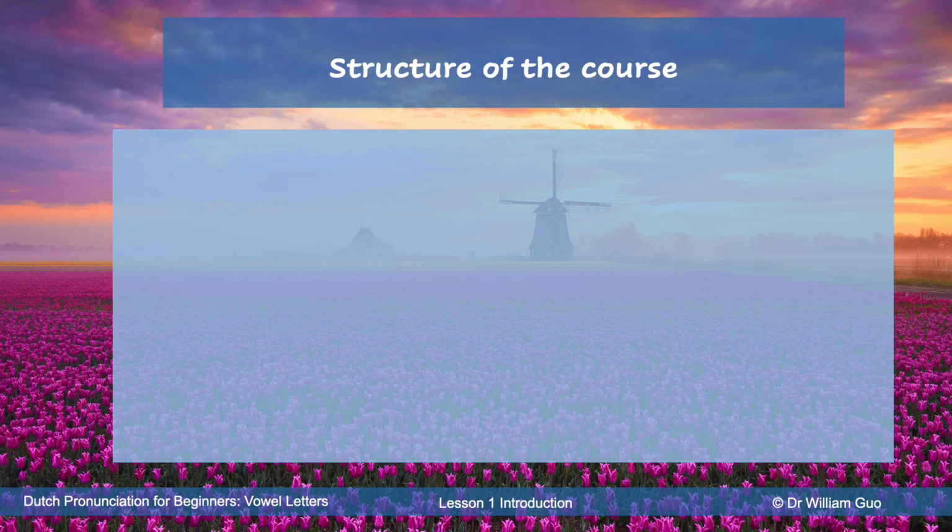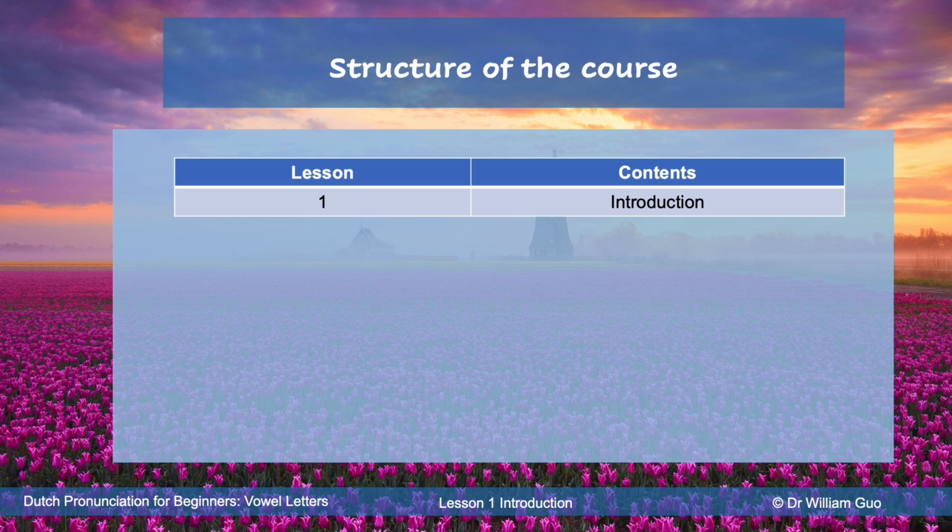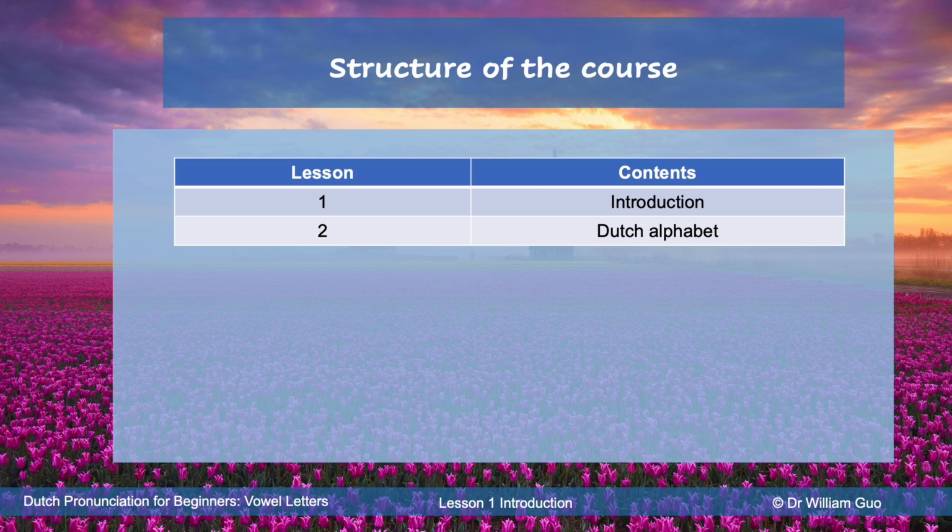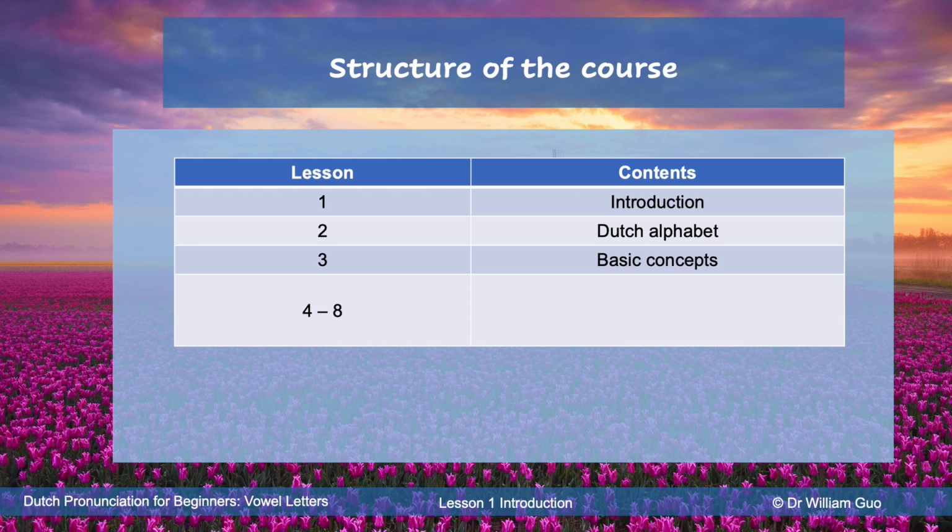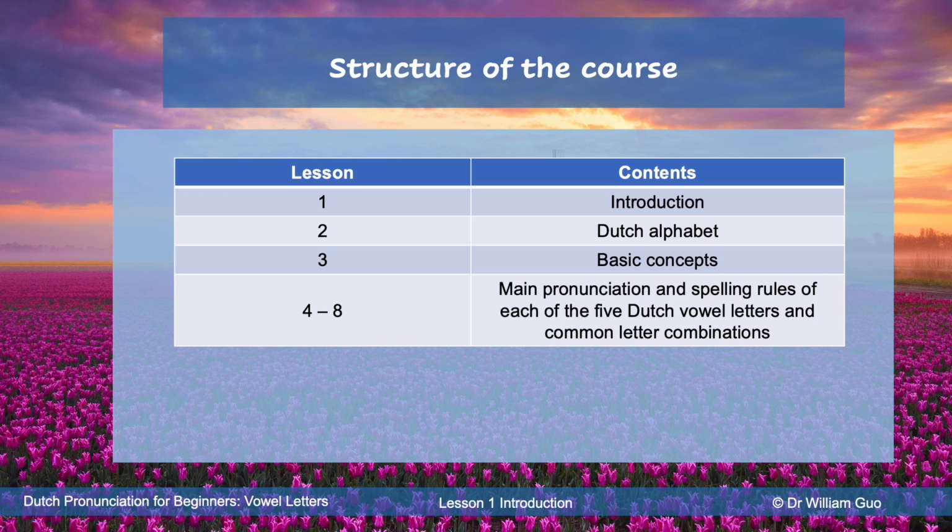This video course has 11 lessons. After this introduction video, I'll teach you the Dutch alphabet in the next lesson. In the third lesson, I'll explain some basic concepts that are crucial to understand in order to further follow this course. The following 5 lessons form the core of this video course. During these 5 lessons, I'll explain the main pronunciation and spelling rules of each of the 5 Dutch vowel letters and the common letter combinations involving these vowel letters.